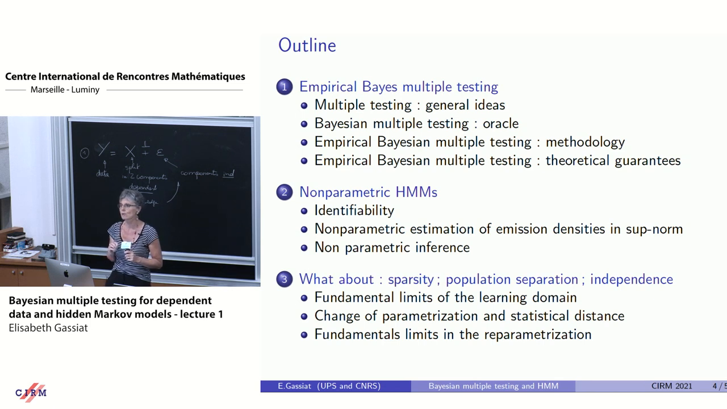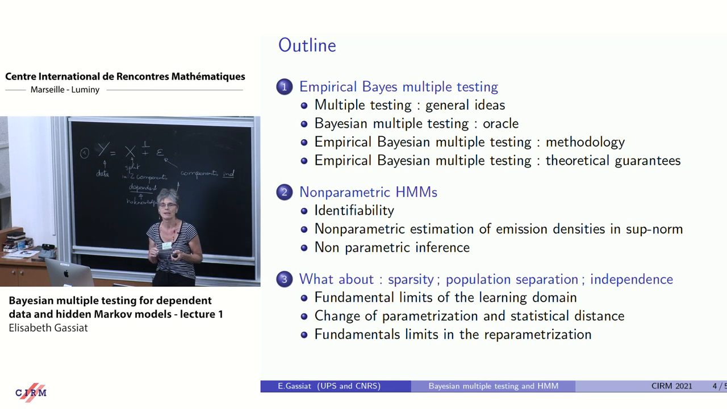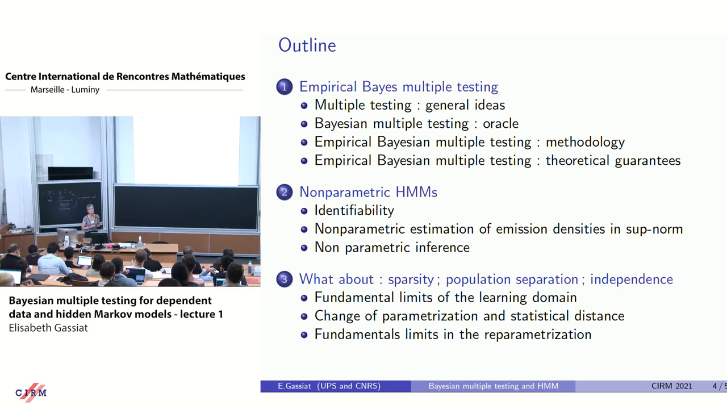So the outline of the two lectures, though I don't know at which point I will stop today, will be first, again, multiple testing and empirical Bayes methodology. Most of this part will be general. Even though I introduced the hidden Markov model prior, most of this part will be general and can be applied to any model you choose to model your hidden structure.